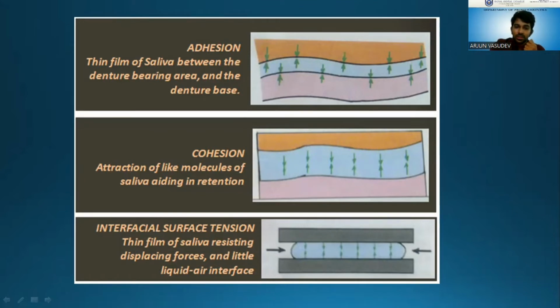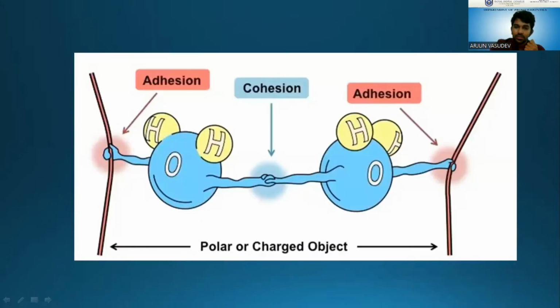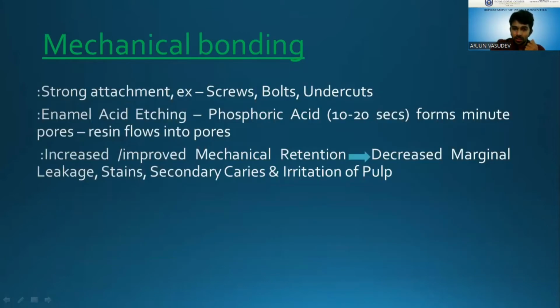Now, interfacial surface tension: this thin film of saliva resists the displacement forces, with a little liquid-air interface, as explained. Now, mechanical bonding, strong attachment. Example, screws, bolts, undercuts. These are examples of mechanical bonding. Enamel acid etching with phosphoric acid for 10 to 20 seconds forms minute pores and resin flows into the pores. It is an example of mechanical bonding in dentistry.